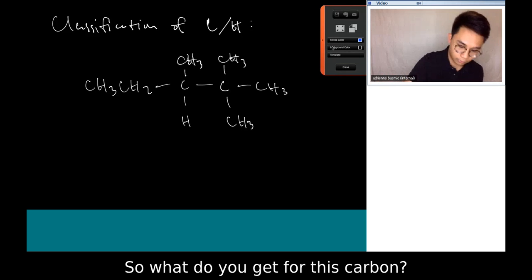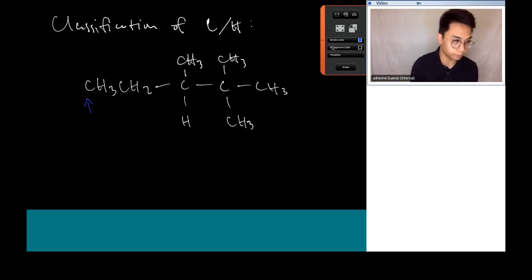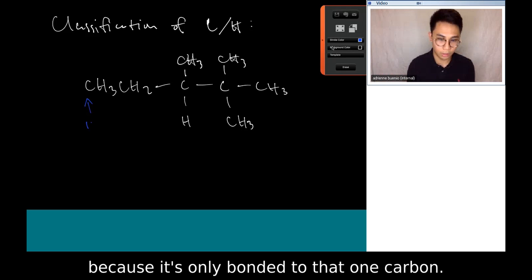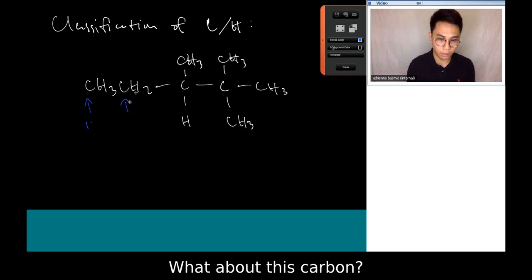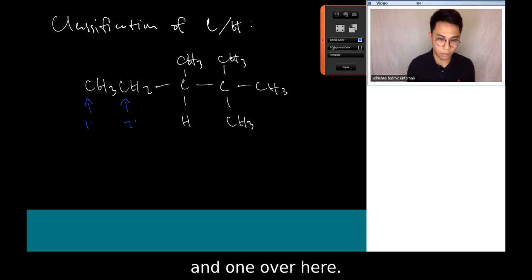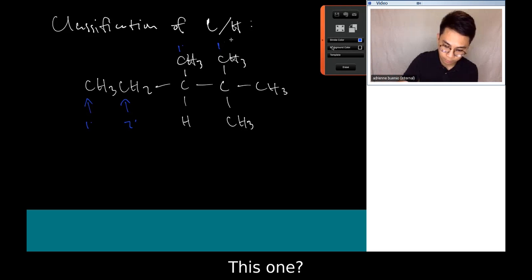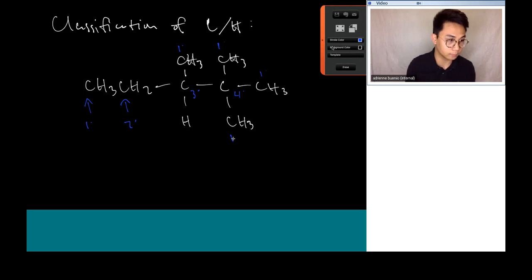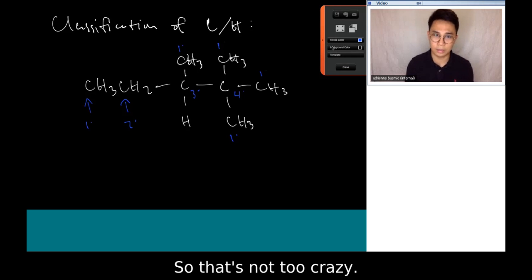Okay, so let's do blue. So what did you get for this carbon? This carbon is primary, right? Because it's only bonded to that one carbon. What about this carbon? Secondary, because now it's bonded to two. One over here, one over here. What about this carbon? Primary. This carbon? Primary. This one? Tertiary. This one? Quaternary, right? This one? Primary. Primary. Okay, so not too crazy, right?